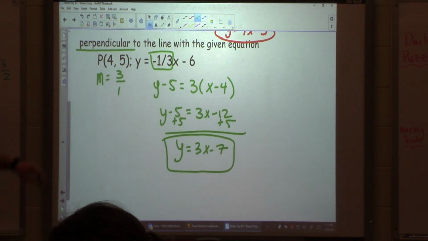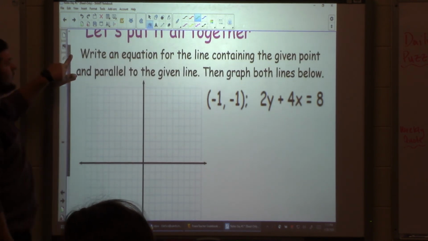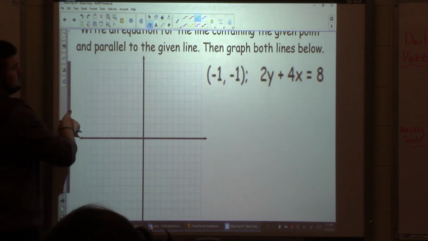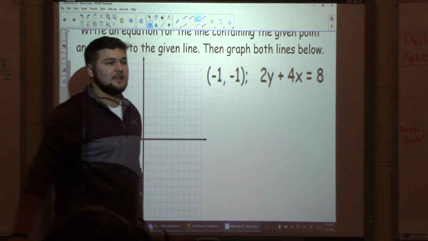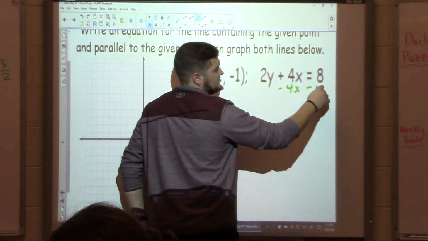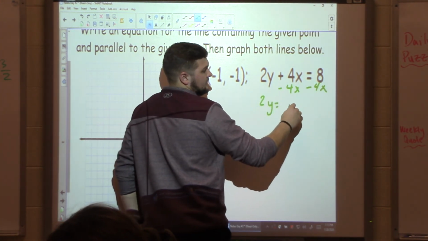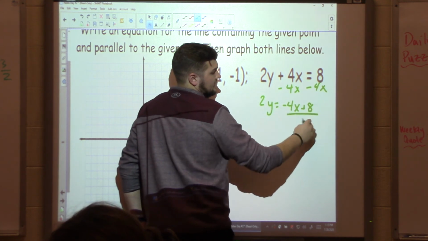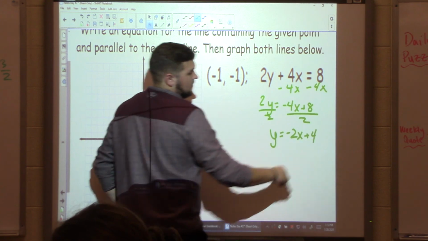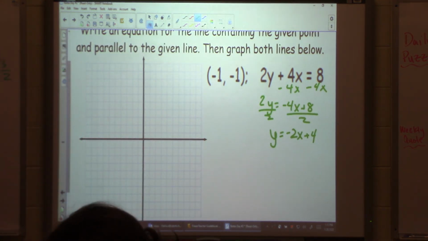So, putting it all together, we're going to write an equation for the line containing the given point and parallel to the given line. Then we're going to graph both lines. Right? So, first thing I'm going to do, I'm going to make it so I can find my slope, right? I need the slope to figure out my new equation. So, minus 4x, 2y equals negative 4x plus 8, and divide by 2. Y equals negative 2x plus 4. That's my first equation of a line.